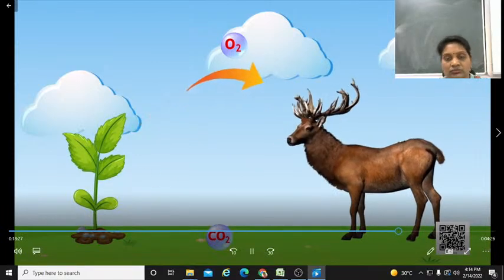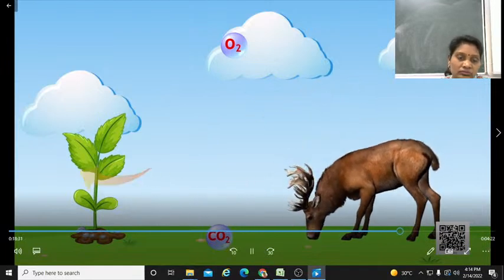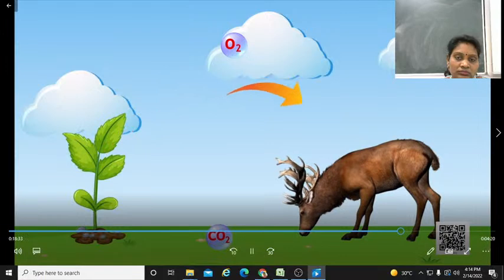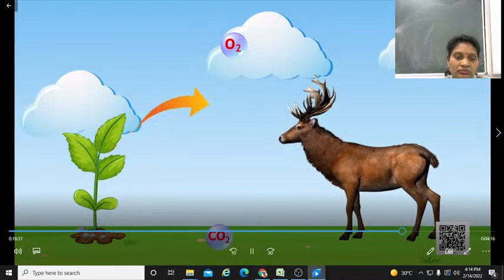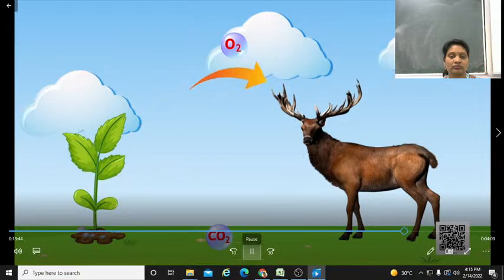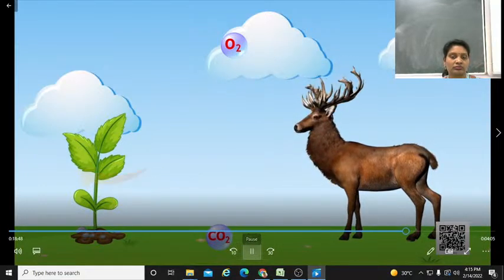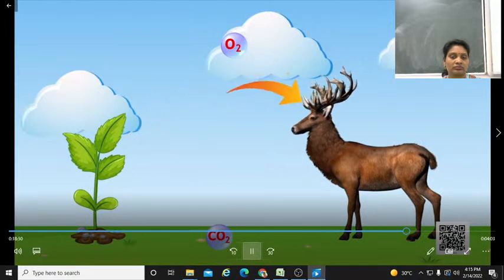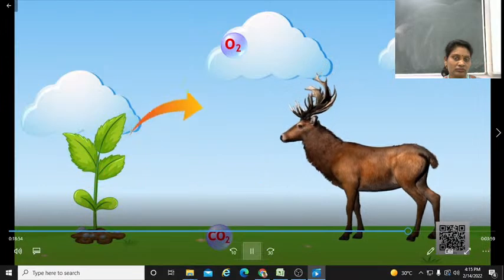And the reality is that all animals are living because of the oxygen produced by the plants. The carbon dioxide produced by the animals during respiration is utilized by plants during photosynthesis. And during photosynthesis, the plants produce oxygen, which is essential for all living beings.